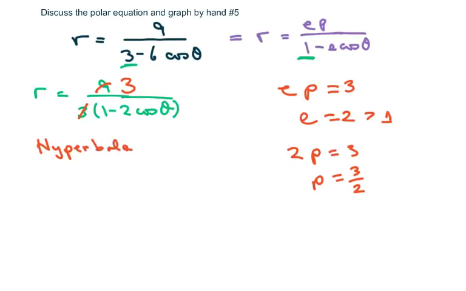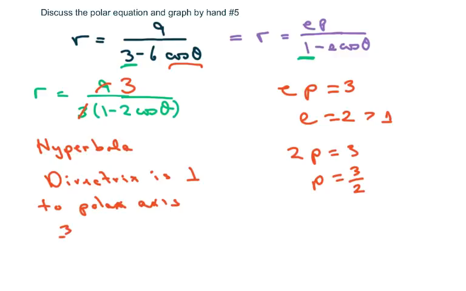All right. The directrix is perpendicular to the polar axis because it's cosine. And it's going to be 3/2 units to the left of the pole. Remember, cosine is left and right, and since we have a minus here, that means it's going to be to the left.